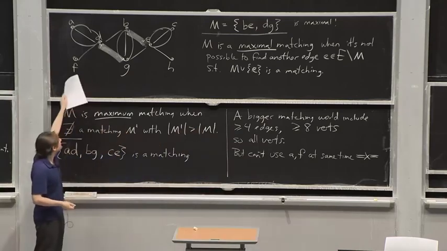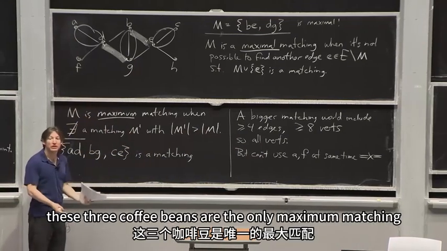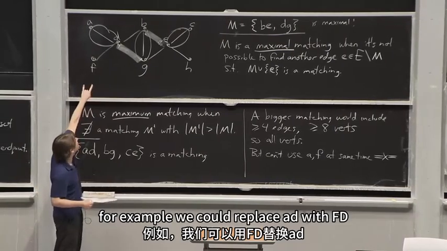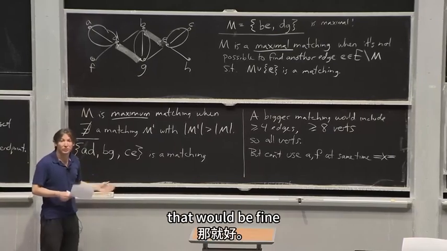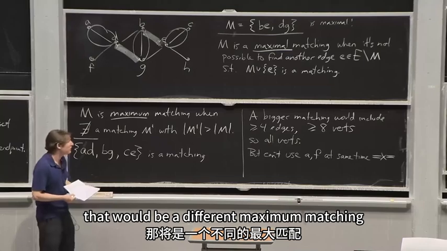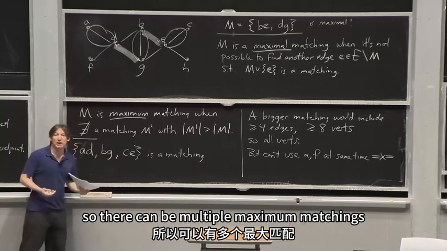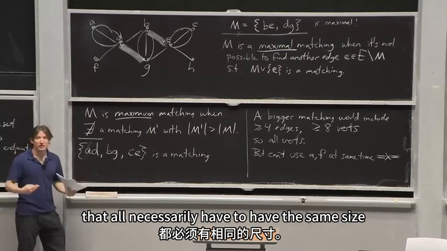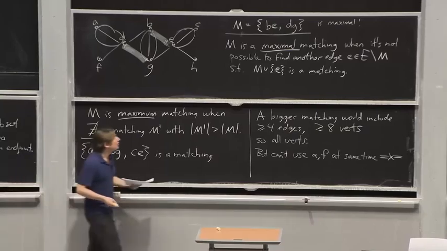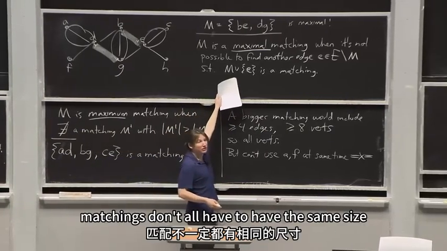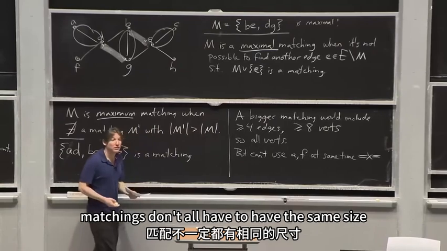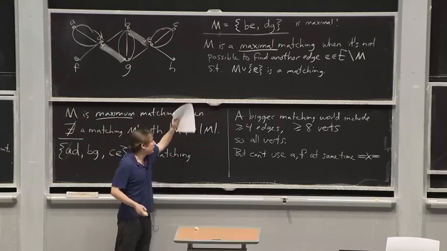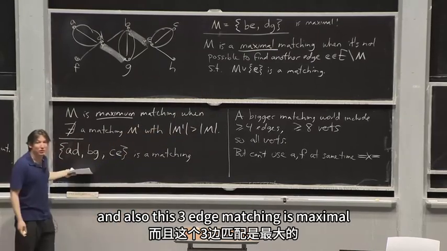That doesn't mean these 3 coffee beans are the only maximum matching. There are a couple more. For example, we could replace AD with FD. That would be fine. That would be a different maximum matching. So there can be multiple maximum matchings that all necessarily have to have the same size. Different maximal matchings don't all have to have the same size. As we saw, this 2-edge matching is maximal, and also this 3-edge matching is maximal.